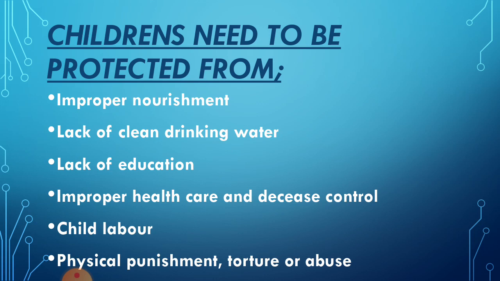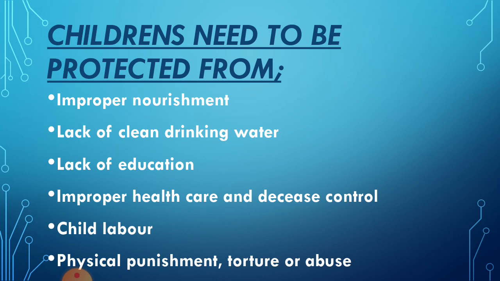Improper health care and disease control. Children should be immunized from communicable disease at a very young age, till they are 10 years old. The health services provide these facilities to the community. Parents must be made aware that immunization will help protect the children from deadly disease.